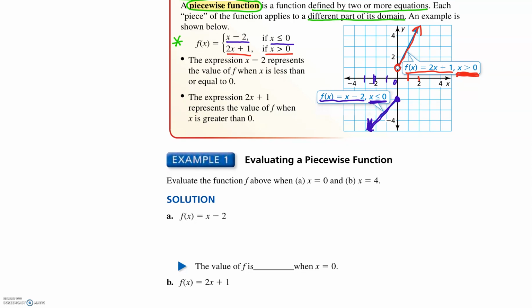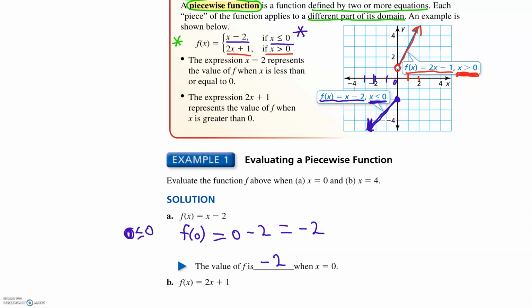So on the first part, evaluate the function f when x equals 0. First thing we have to do is notice that x equals 0 fits in the first piece, the first equation there. So we work with f of x equals x minus 2, and we plug x equals 0 into that because 0 is less than or equal to 0. That's where it fits in the domain. So f of 0 is going to be 0 take away -2, which is 2. So the value of f is 2 when x equals 0.